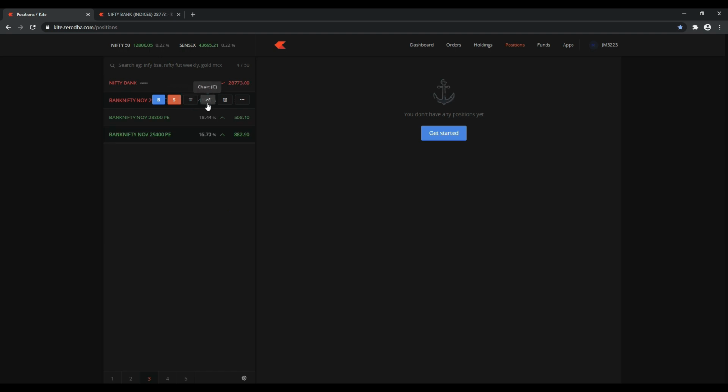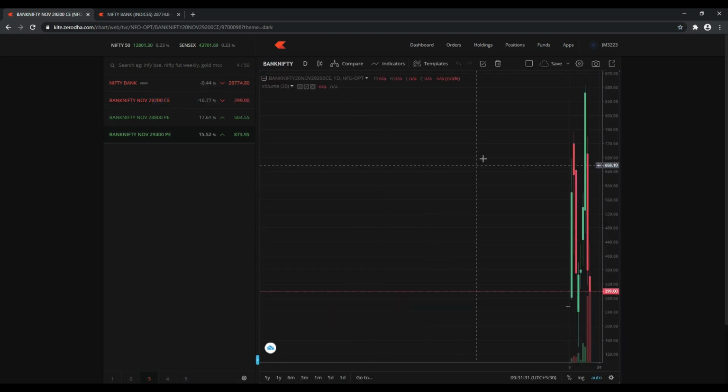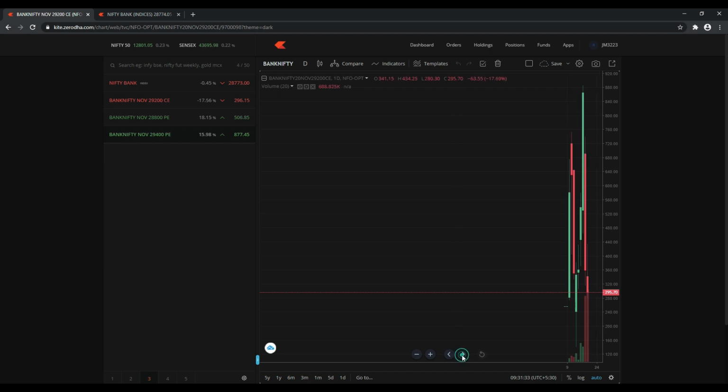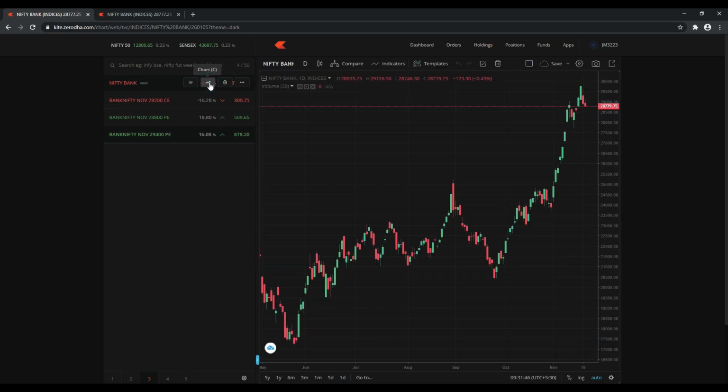And another thing is this chart. This chart will usually show how much the premium has gone up and down. If you click this, a chart will open and you can see. The same thing every day: click on Bank Nifty or whatever stock it is, click for the particular chart, and it will open.